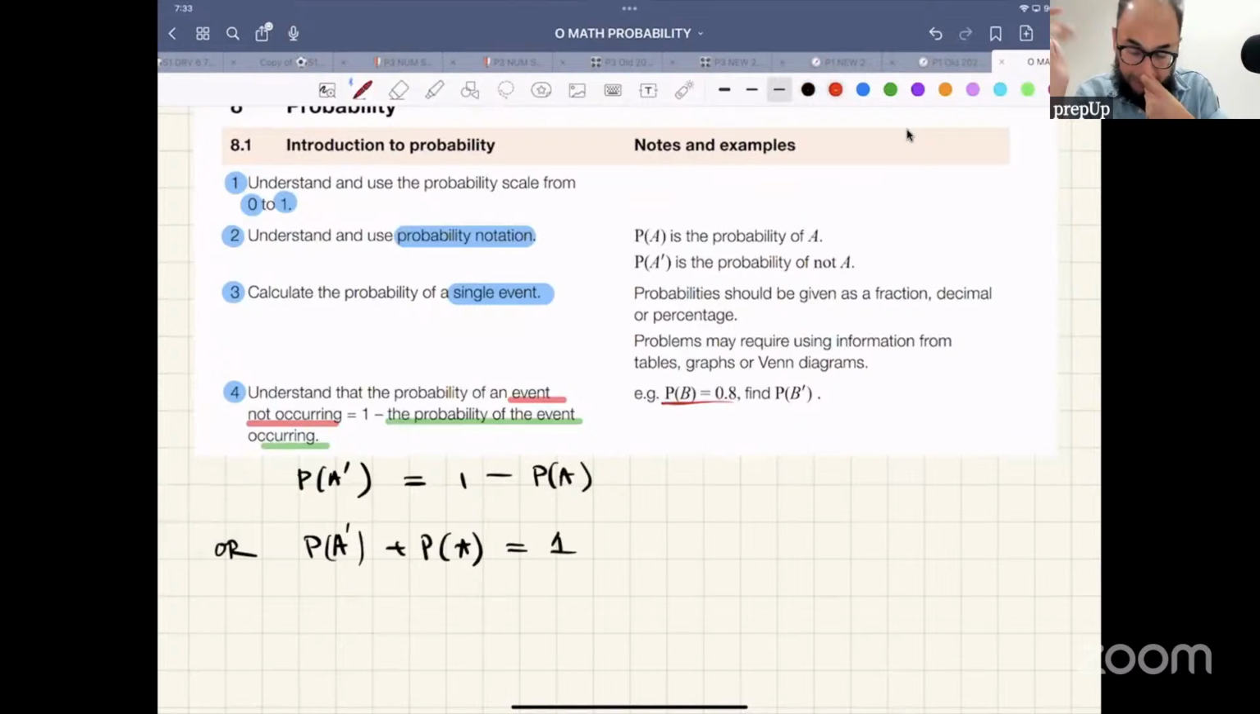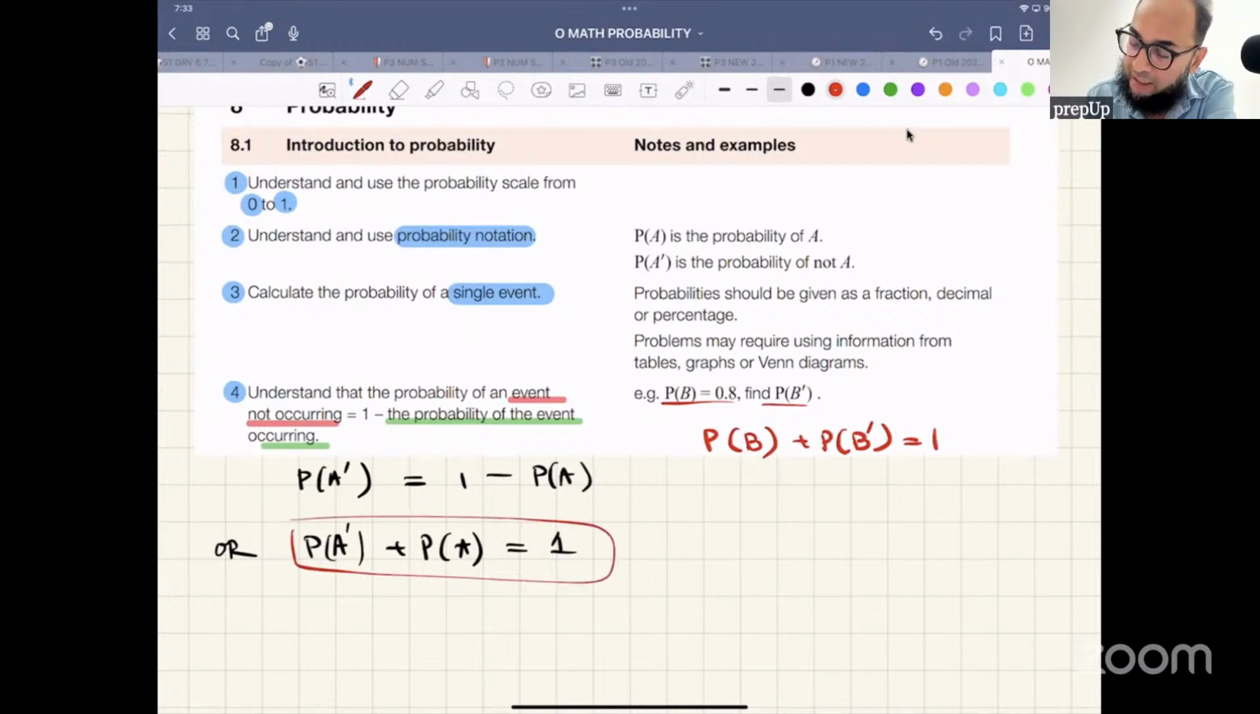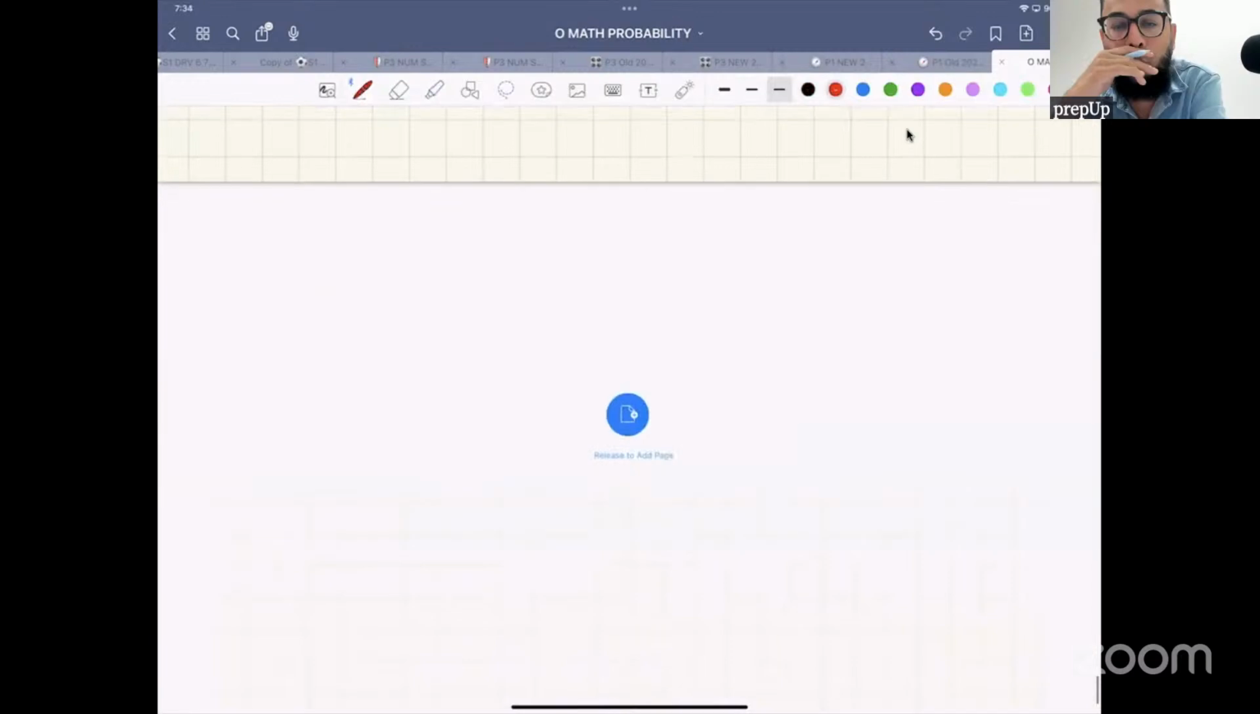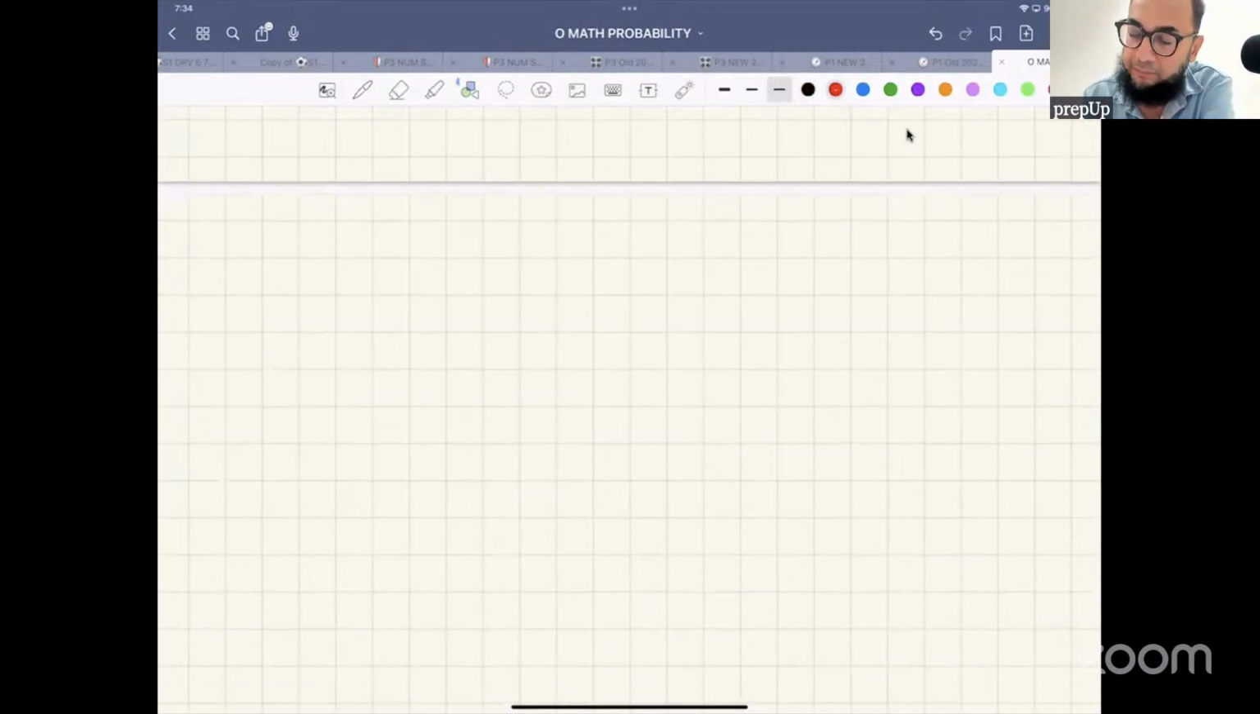Probability of B is 0.8. Find probability of B complement. Probability of B plus probability of B complement should add up to 1. It's easier to remember this. It's very basic. So therefore, this is 0.8. This is probability of B complement equals to 1. Therefore, probability of B complement is 1 minus 0.8, which comes out to be 0.2. All good, all clear? So now, let me give you the idea of a dice.